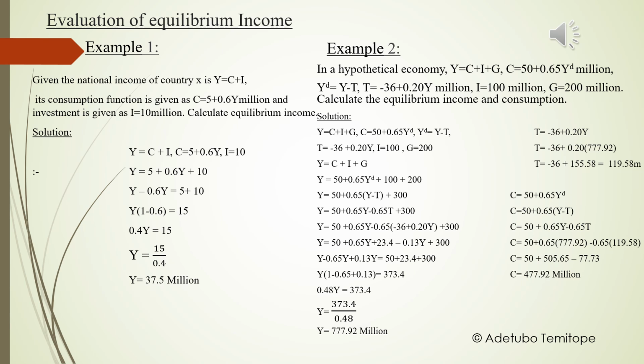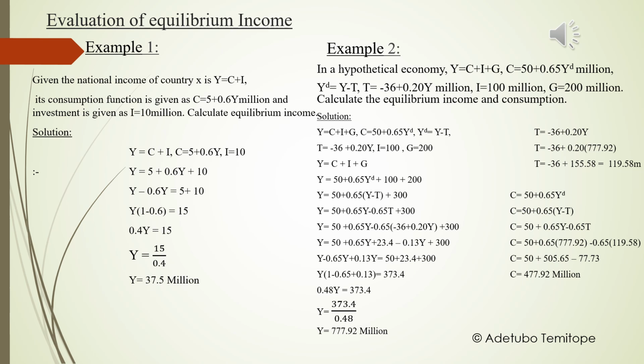So we can substitute that into our consumption function to get the value of our consumption. Our C equals 50 plus 0.65 YD. Our YD is given as Y minus T. So when we substitute that into the consumption function, we have C equals 50 plus 0.65 open bracket Y minus T close bracket. We have C equals 50 plus 0.65Y minus 0.65T.